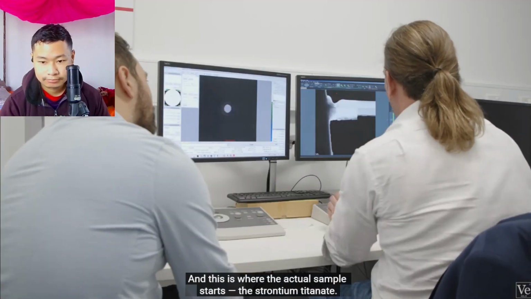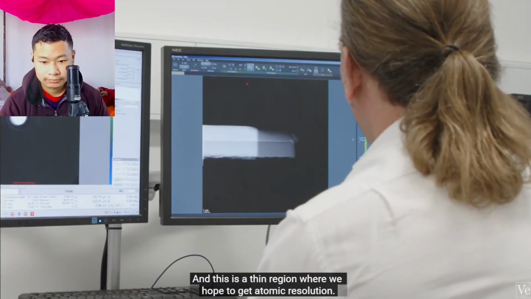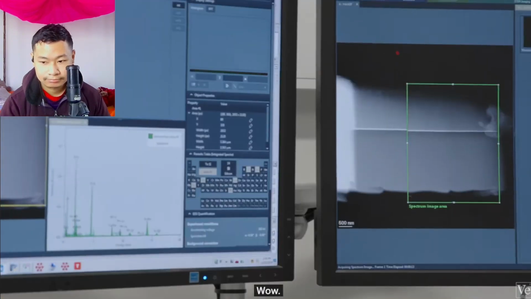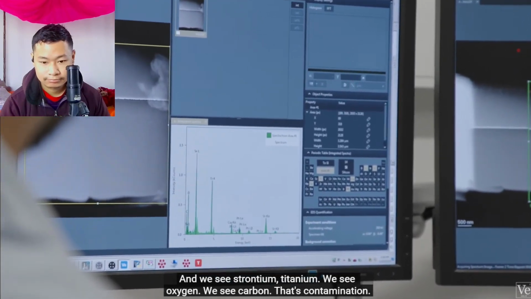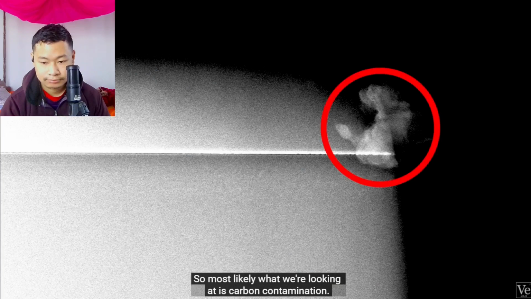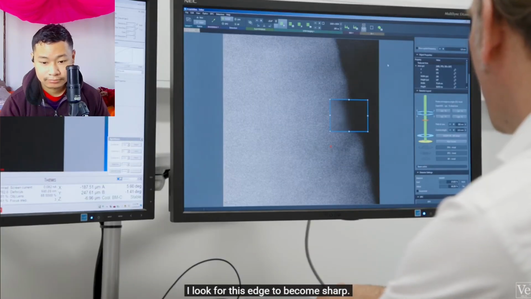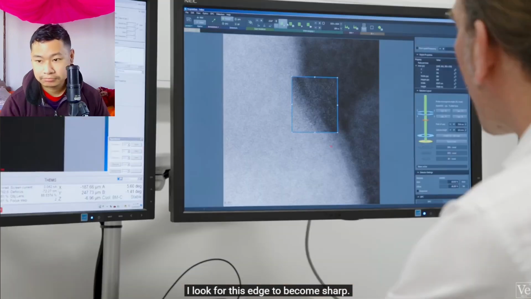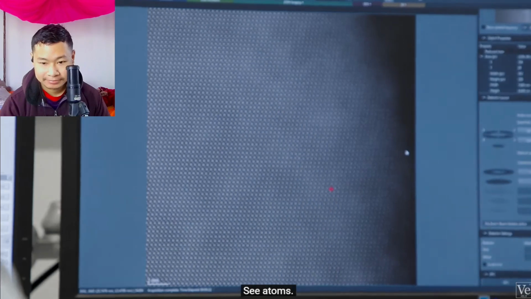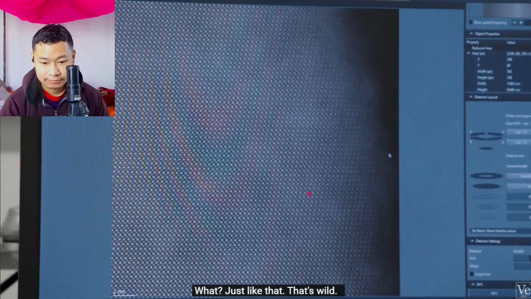And this is where the actual sample starts, the strontium titanate. And this is the thin region where we hope to get atomic resolution. So this is 5,000 times? Yes. Wow. And we see strontium, titanium, we see oxygen, we see carbon, that's contamination. So most likely what we're looking at here is carbon contamination. When you do this focus, what are you really looking for? I look for this edge to become sharp. Yeah, it's a whole process. See atoms. What? Just like that? That's wild.